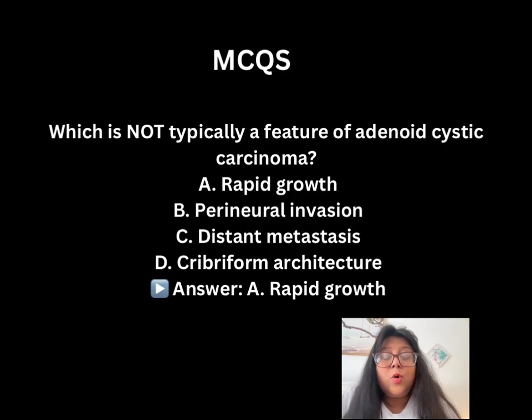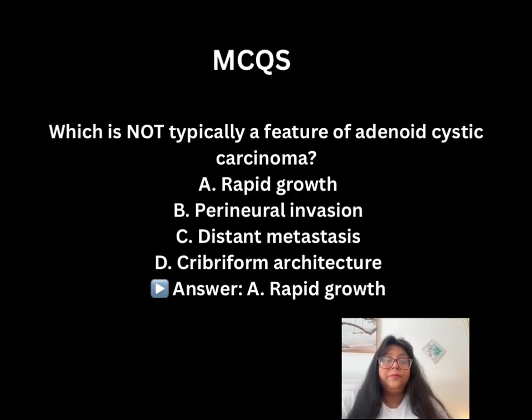Again, this is a very important question, which is not typically a feature of adenoid cystic carcinoma. A. Rapid growth, B. Perineural invasion, C. Distant metastasis, and D. Cribriform architecture. I have told you that slow growth happens in adenoid cystic carcinoma, so option A is the correct answer.